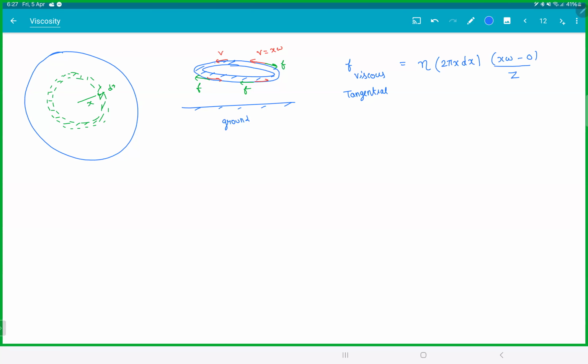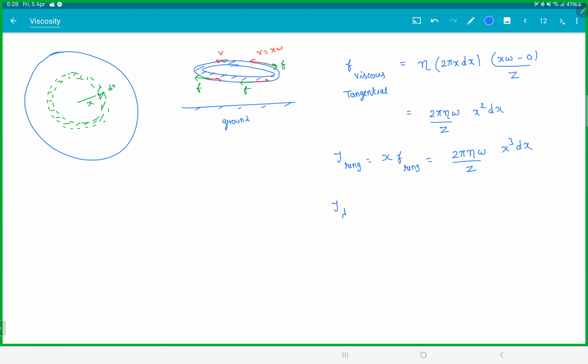Eta A dv by dz. A is the area of the ring, and dv by dz is the relative velocity between that ring and the ground, and the distance between them, which is z. So this is 2 pi eta omega by z x square dx. Torque on the ring will be the radius into the F viscous on the ring, which is 2 pi eta omega by z x cube dx.